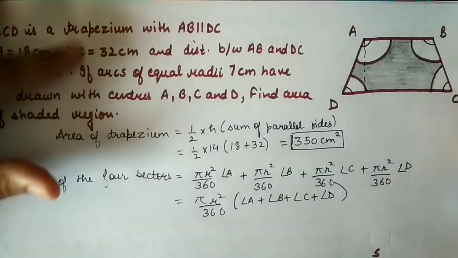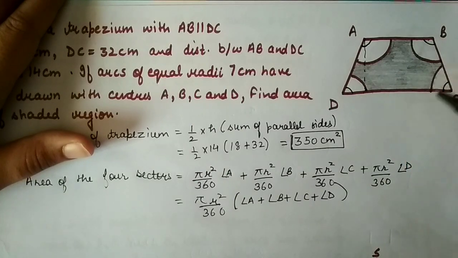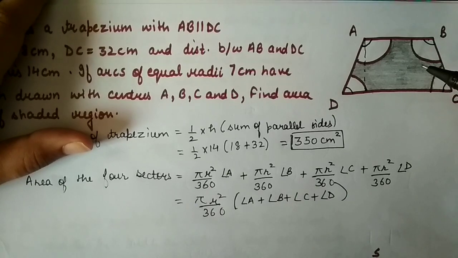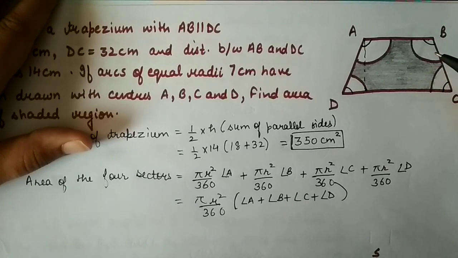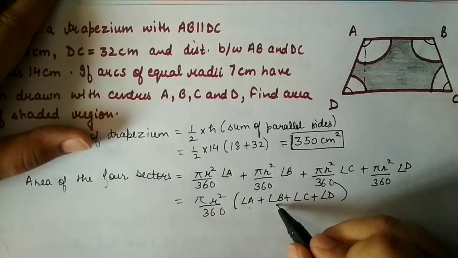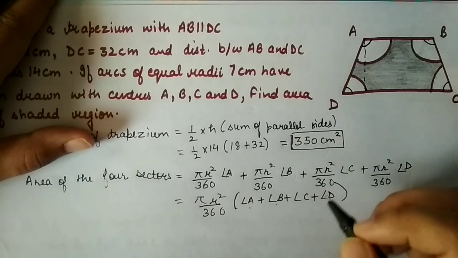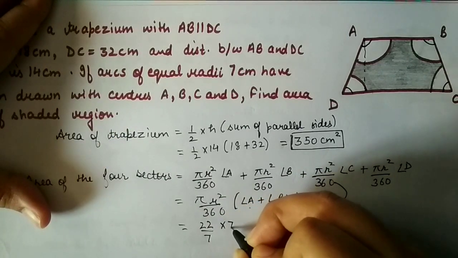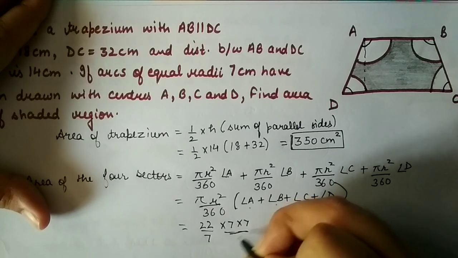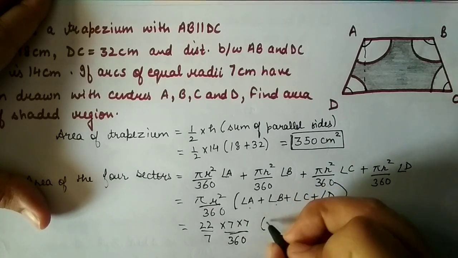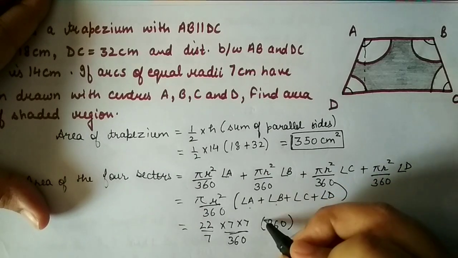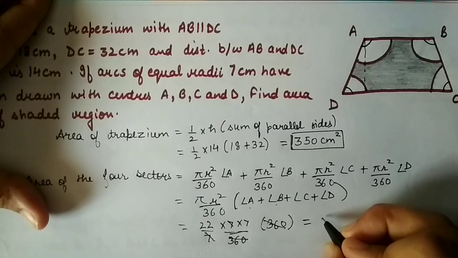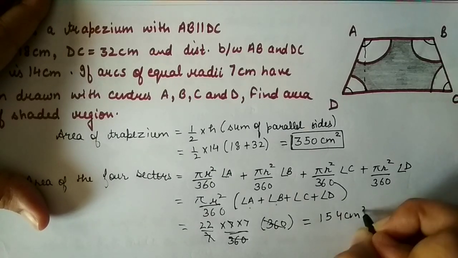Now you know the sum of angles of a quadrilateral is 360 degree. So angle A plus angle B plus angle C plus angle D will be 360 degree. So it is 22 by 7 into 7 into 7 upon 360 into 360. Cancel 360 with 360, 7 with 7, and you will get the answer 154 centimeter square.